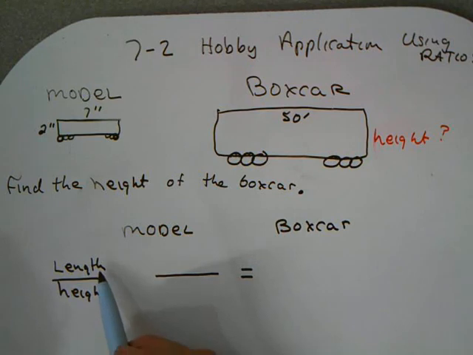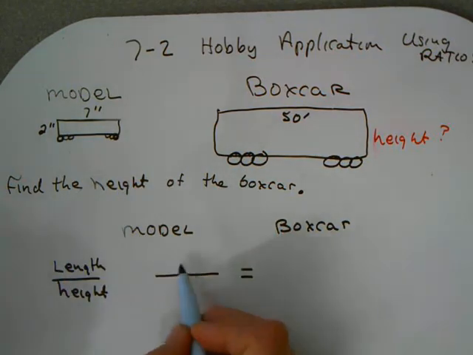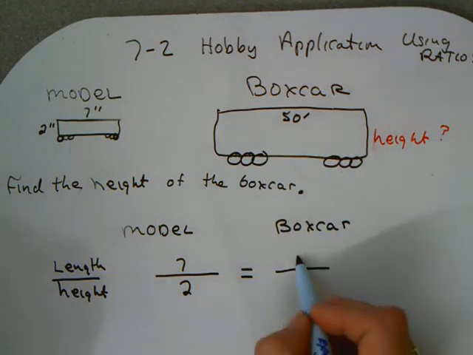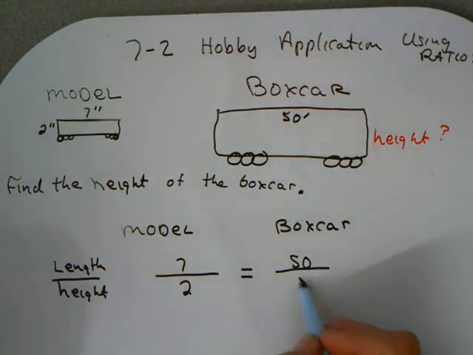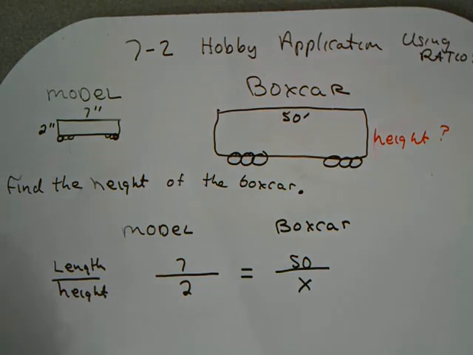So in this case, I'm going to look at my model, and since I'm going to compare length to height, and you could compare height to length, you get to the same place. But since I'm doing length to height, my model has a length of 7 inches and a height of 2 inches. The boxcar has a length of 50 feet. I don't know the height, that's what I'm looking for, so I'll just put an X there. Now, don't worry about the units, since we have inches here, inches to inches, that would cancel out. And here we'll have feet to feet. So I know that without writing any units down, because this is on the feet side, whatever number I find is going to be a length and a height in feet.